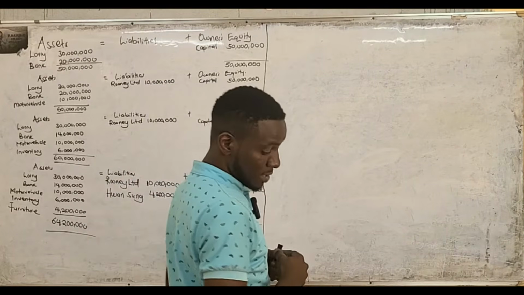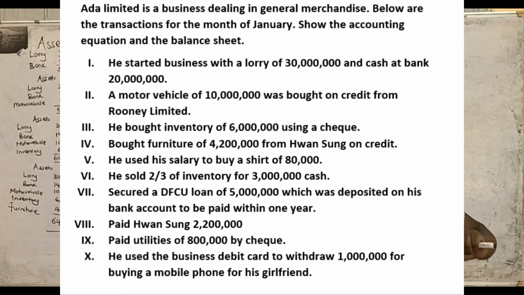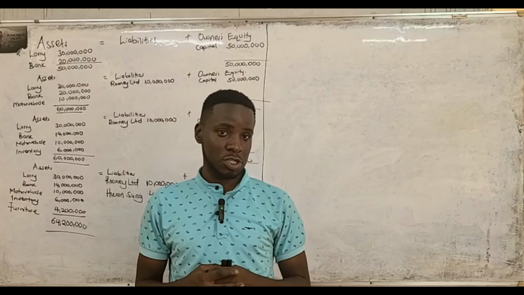So the next transaction says he used his salary to buy a shirt of 80,000. Now, sometimes the statement or the transaction they give you will carry so much meaning on how it's going to affect the accounting equation.